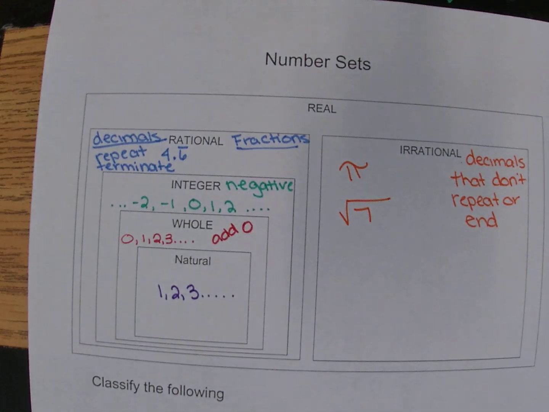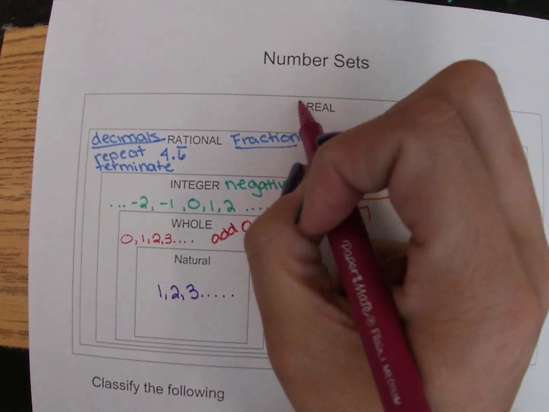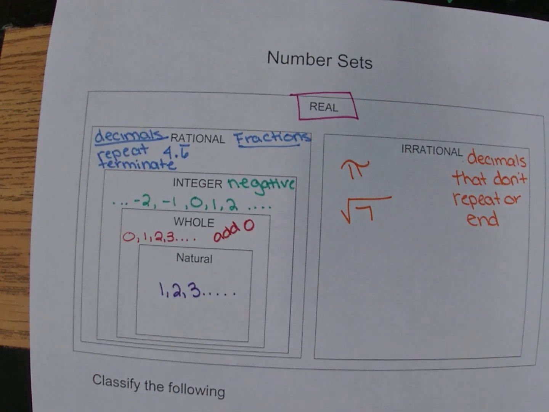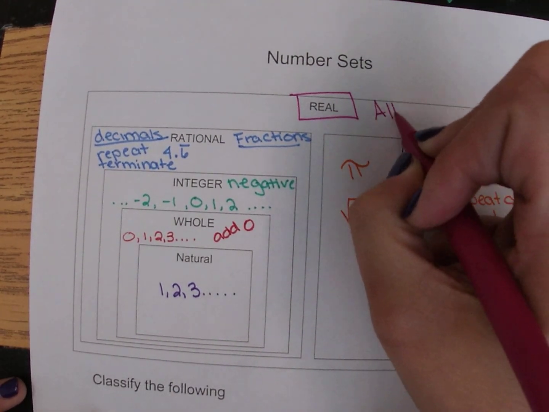Then if we put all of these numbers together, so this is everything we've learned about at this point in time, if we put all of these numbers together, all of these are combined to make the real number set.